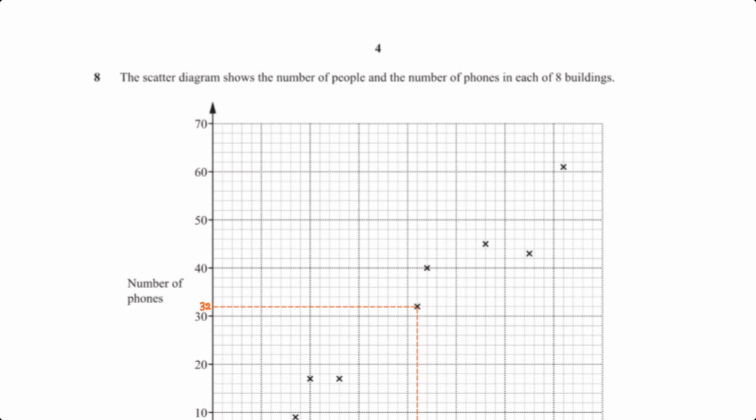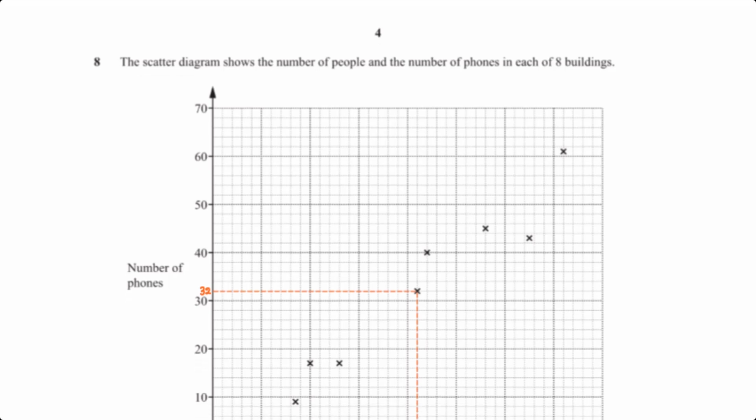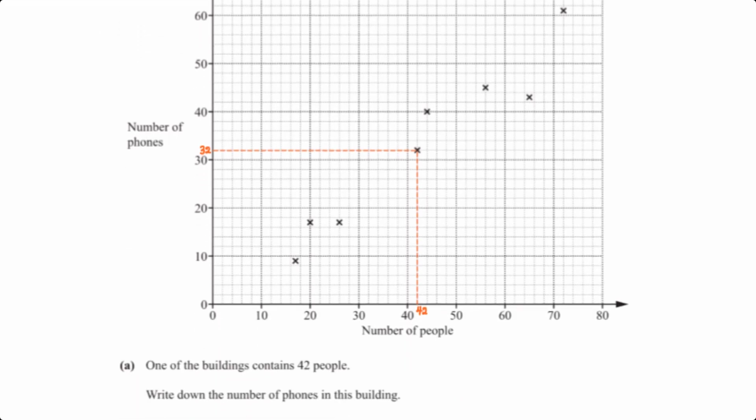The scatter diagram shows the number of people and the number of phones in each of 8 buildings. One of the buildings contains 42 people. Write down the number of phones in this building. On the grid, when we map 42 from the horizontal axis, we get 32.